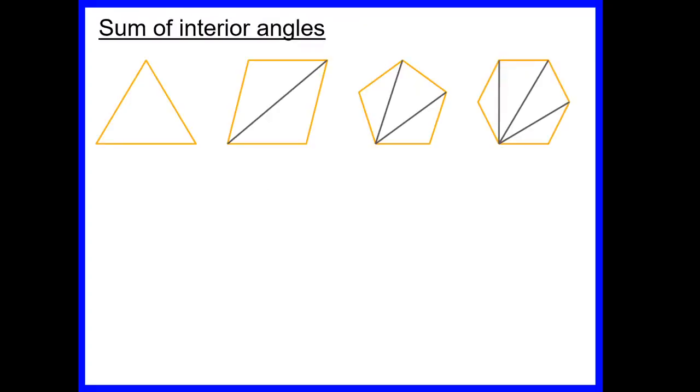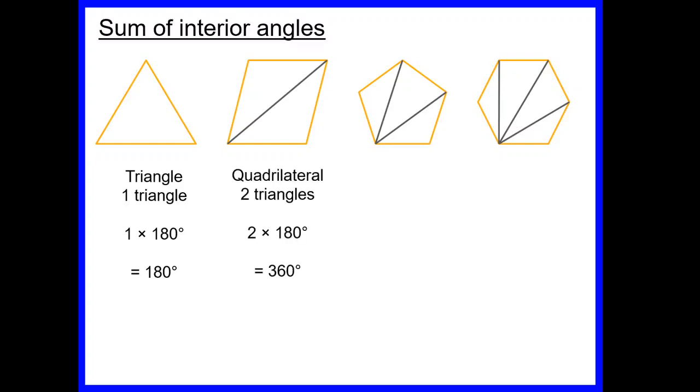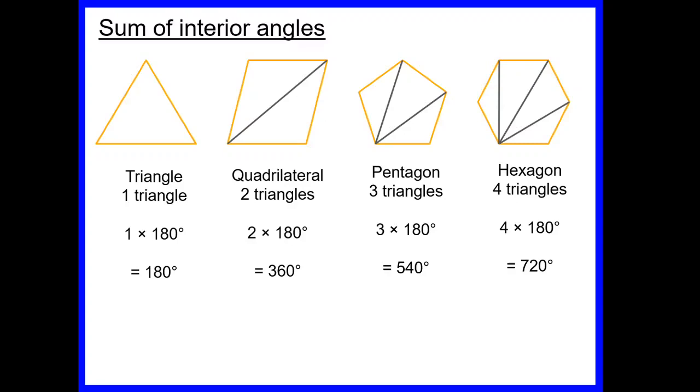Alright, so let's see if we can use that rule then. First of all, we've got a triangle. We can split a triangle into one triangle. One triangle has 180 degrees, so its total interior angles are 180 degrees. Our quadrilateral we could split into 2 triangles, so 2 lots of 180 degrees, so the total interior angles are 360 degrees. Our pentagon we split into 3 triangles, 3 lots of 180 degrees equals 540 degrees. And our hexagon we'd split into 4 triangles, so 4 lots of 180 degrees is 720 degrees.